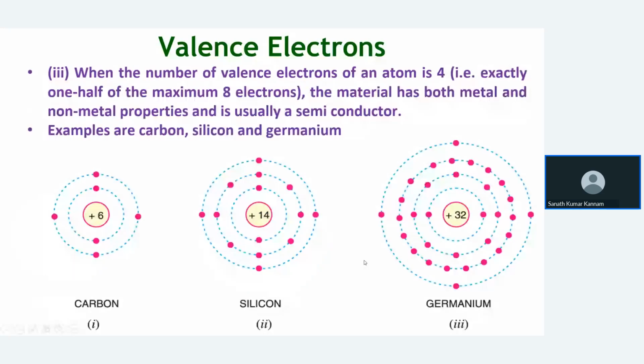And what are the metalloids or semiconductors? The valency is exactly 4, which is half of the maximum 8 electrons. For example, carbon, silicon, and germanium. Carbon has a valency of 4, silicon also has a valency of 4, and germanium also has a valency of 4. If you see the atomic number, silicon has the atomic number 14, and germanium has the atomic number 13.